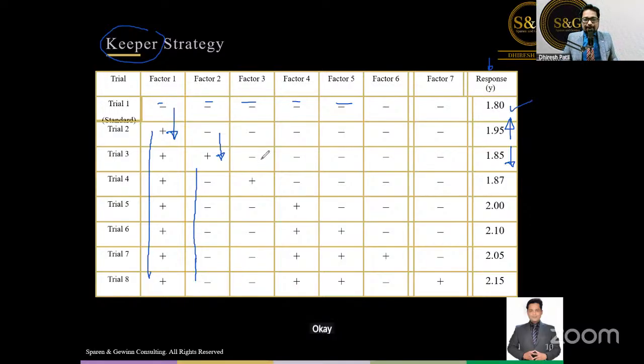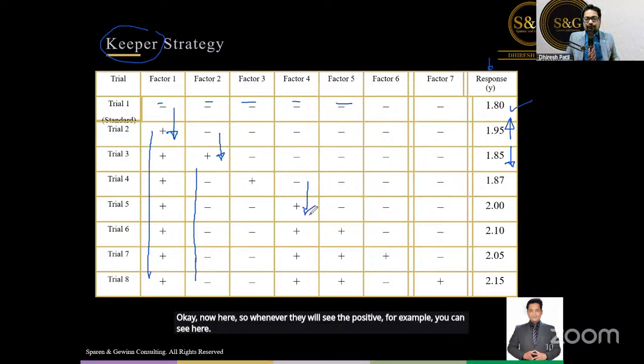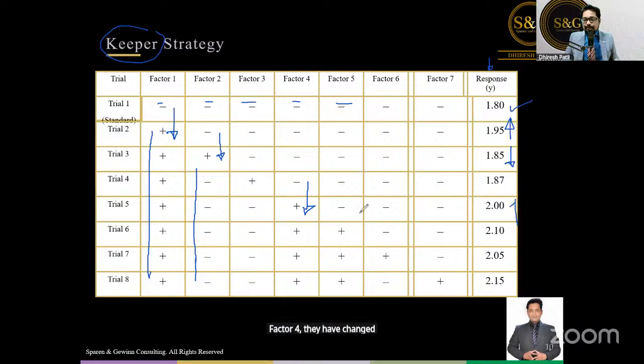Now here, whenever they see a positive, for example, you can see factor 4 they have changed, they have seen some improvement, so they have kept the same factors. Again, factor 5 also they have changed, and they have kept the same factor. So this is called a keeper strategy.